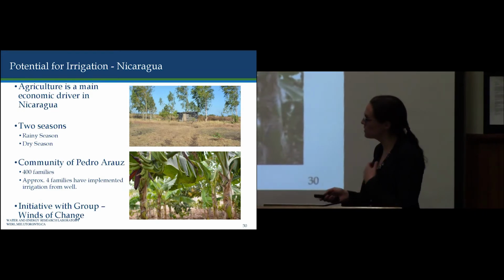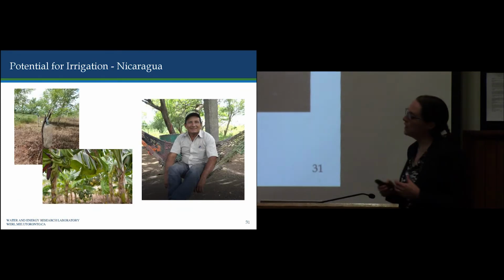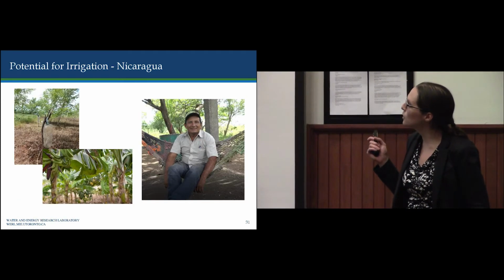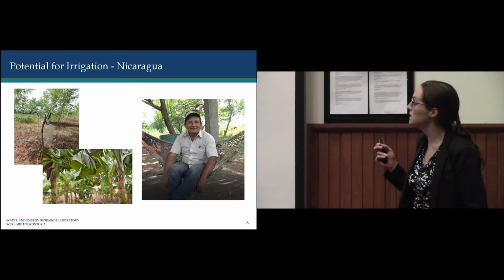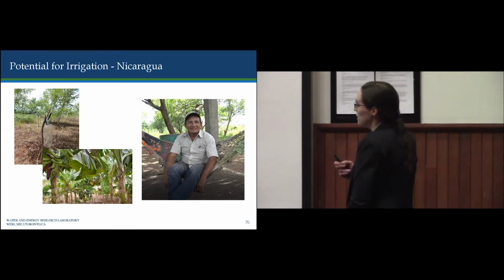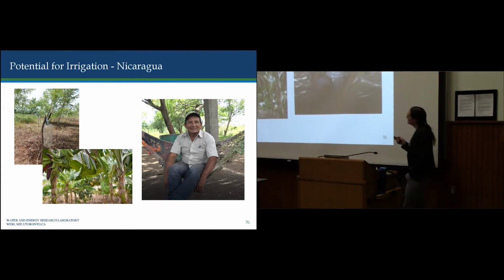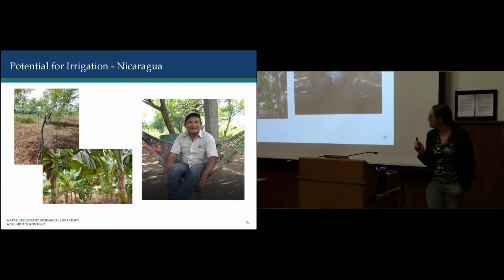It's called Winds of Change. And these farmers are actually quite smart and quite savvy about the fact that they realize that they want to use the water really, really efficiently. So this is actually a picture of Juan. This is one of the innovative farmers that we were working with in Pedro Arauz.